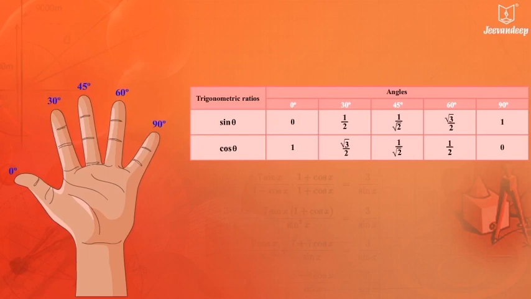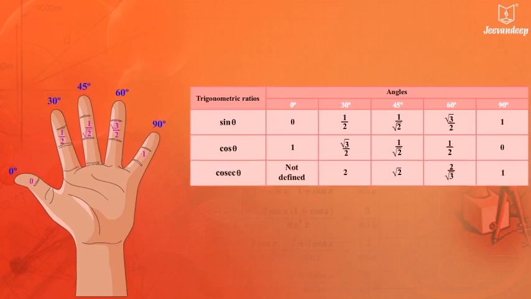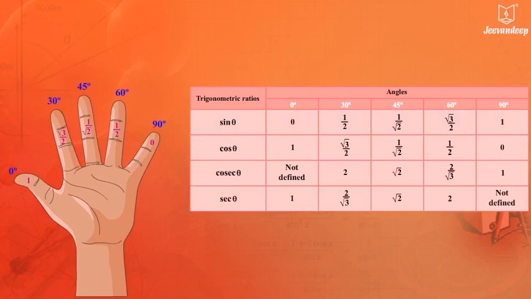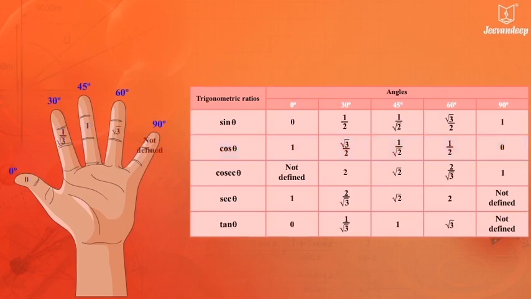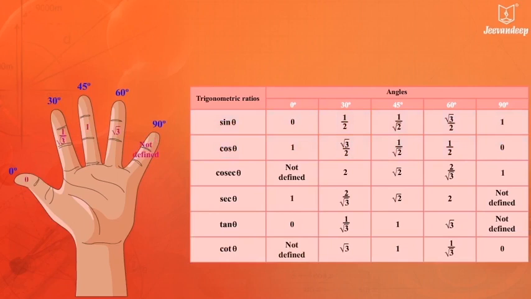Now that we have all values for sine and cosine, we can find out the remaining values. We can find out the values of cosec theta by taking the reciprocal of sine theta. Sec theta can be found out by taking the reciprocal of cos theta. Tan theta can be found out by taking the ratio of sine theta and cos theta. Cot theta can be found out by taking the reciprocal of tan theta.